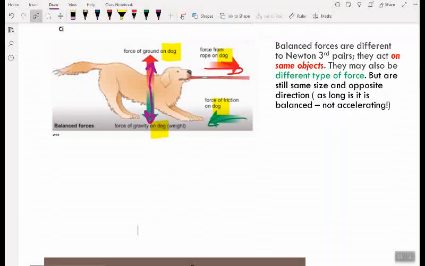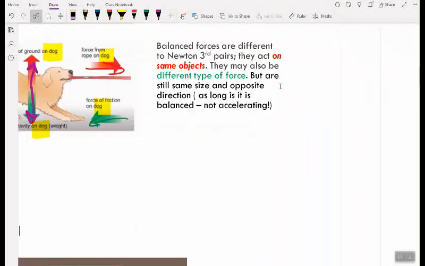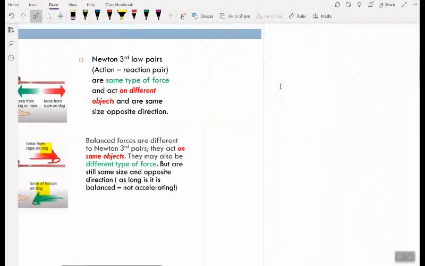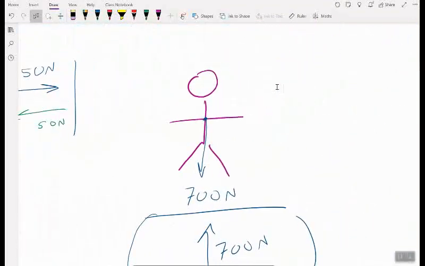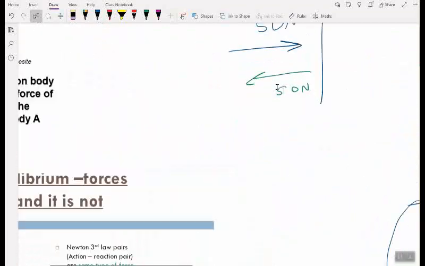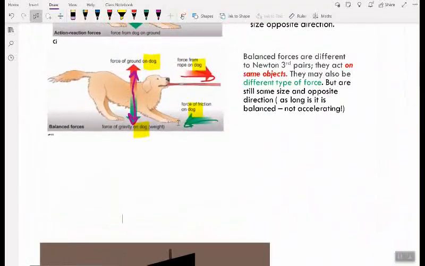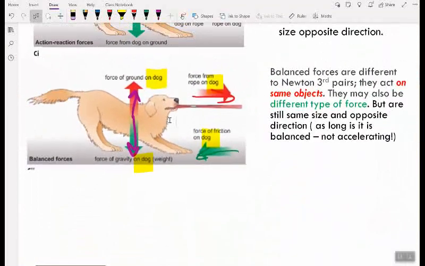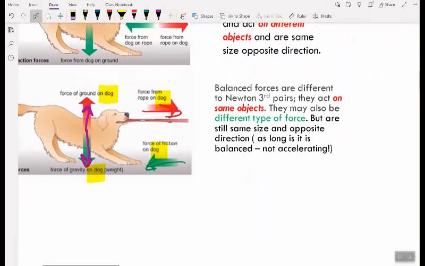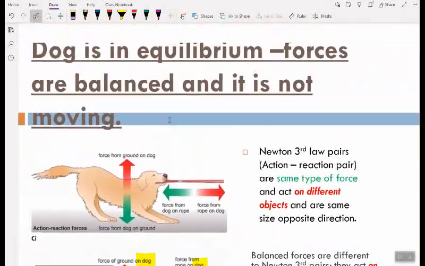So the key thing is that they were all acting on the object, and they could be different types of force. So like we were talking with the example of the person standing on the ground, weight and reaction force or pushing forces are different types of forces. So here, weight, gravitational force, is different to the pushing force. Now, what would be different if we're talking about the Newton's third law pairs, or the action and reaction forces as they're sometimes called? So let's look at how we'd label them.